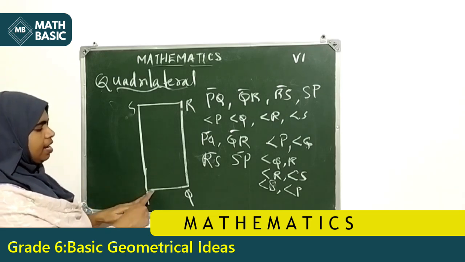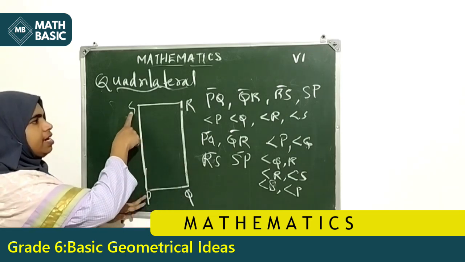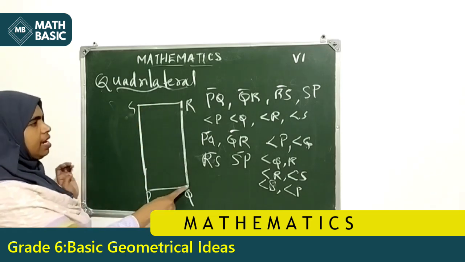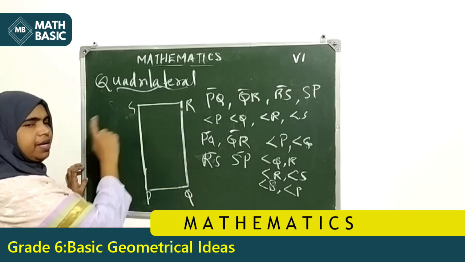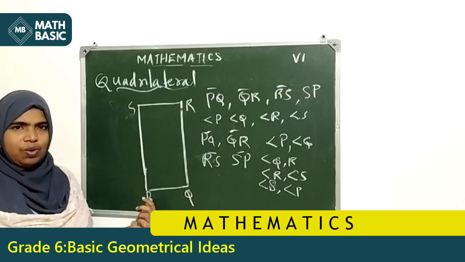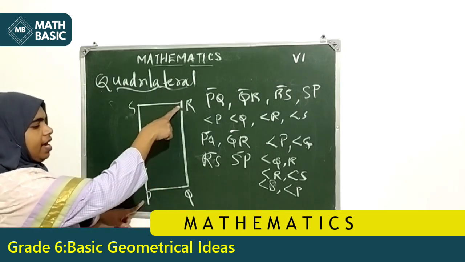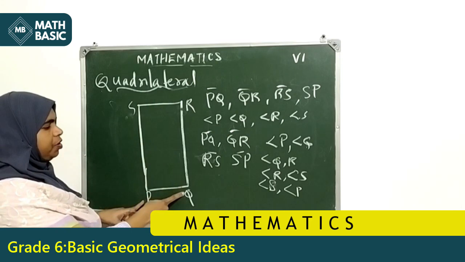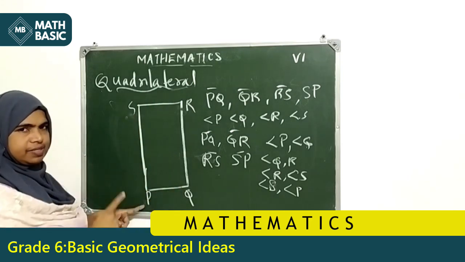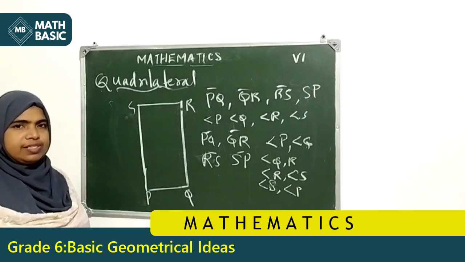Opposite sides are side PQ and side SR, and side QR and side PS. Or which are opposite angles? Angle P and angle R, angle Q and angle S. Okay, is it clear?